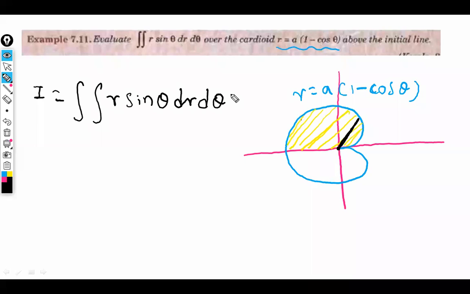Okay, 149. Yes, sir. Tell me the limits of r and theta. Sir, limits of r will be 0 to a(1 minus cos theta). Okay, nice, good.